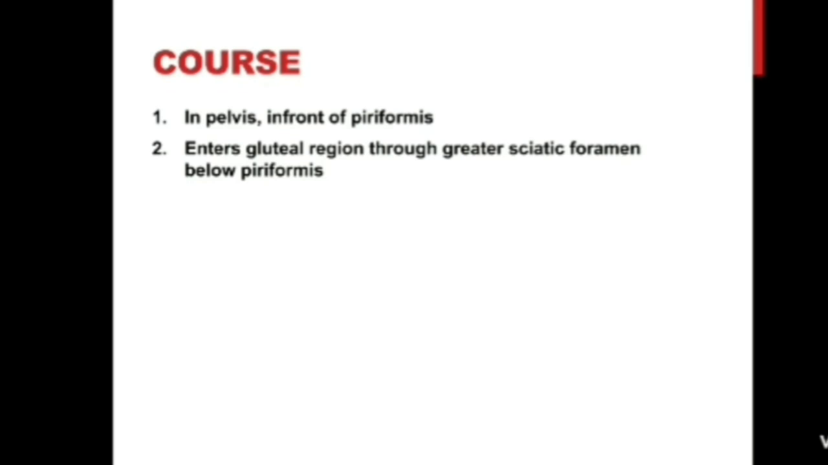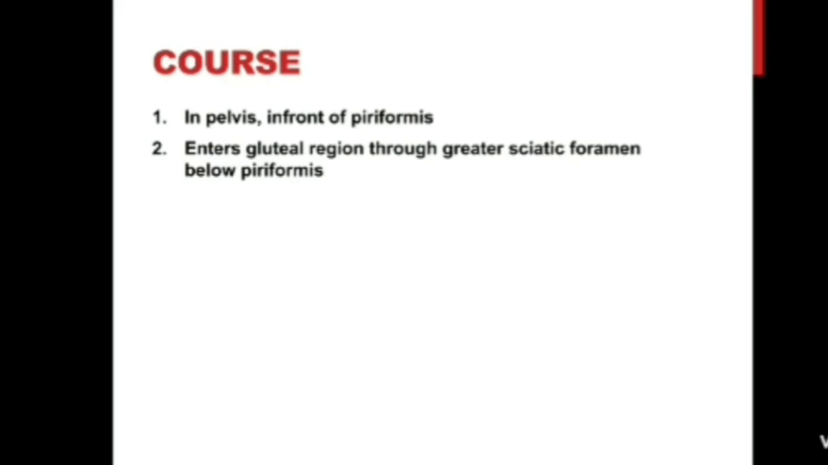Now let's take a look at the course of it. So it arises in the pelvis in front of the piriformis, right? But then it enters the gluteal region below the piriformis through the greater sciatic foramen. We know that there is a greater sciatic foramen and a lesser sciatic foramen, which is formed by the various ligaments, which are getting attached onto the hip bone. Now it enters the gluteal region through the greater sciatic foramen.